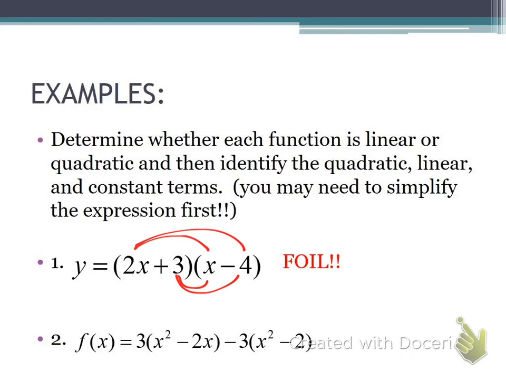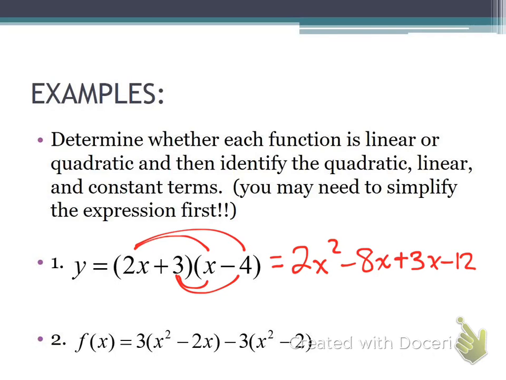When we do that, we would get 2x times x. What would that give us? 2x squared. This is why we reviewed our exponent rules. 2x times a negative 4 is negative 8x. 3 times x is a positive 3x. And 3 times negative 4 is negative 12. And then we would want to simplify that.